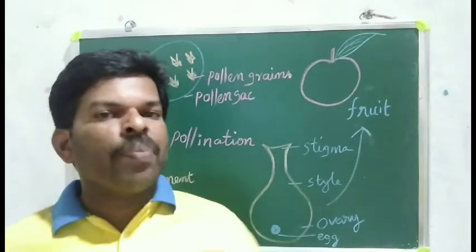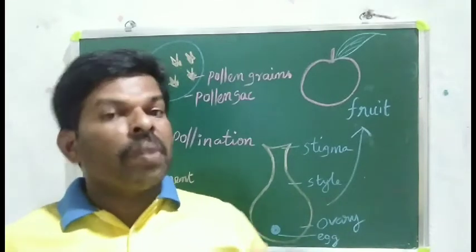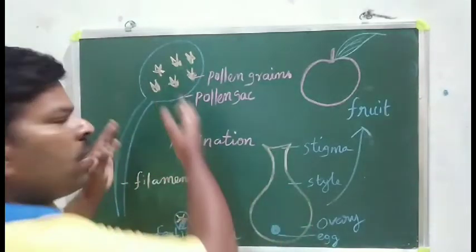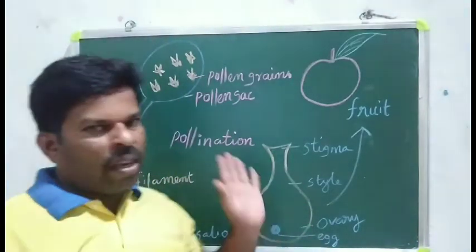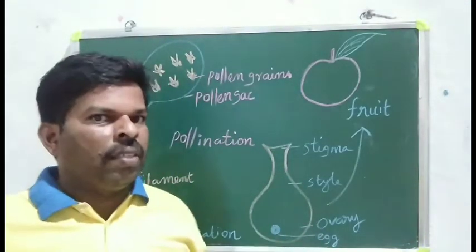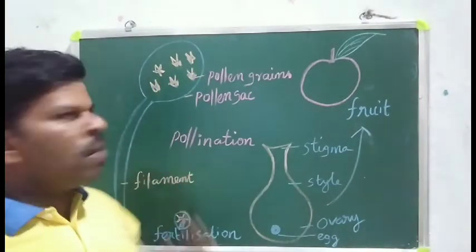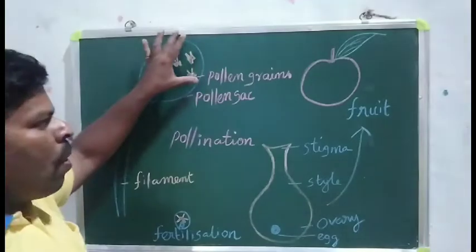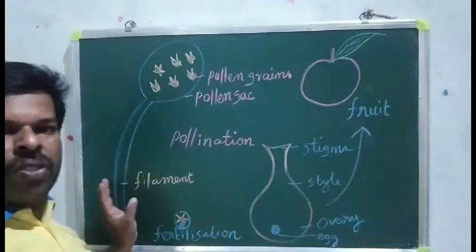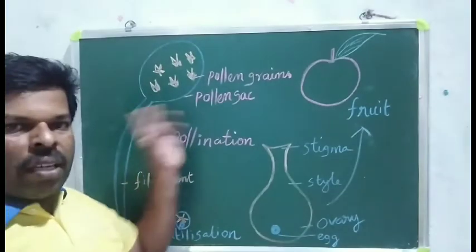I isolated the androecium and gynoecium from the flower. Here, this is the male parts, this is the female parts. Already I told, you understood very clearly. Okay, here the androecium contains majorly 2 parts. Understand, that is a pollen sac and a filament.